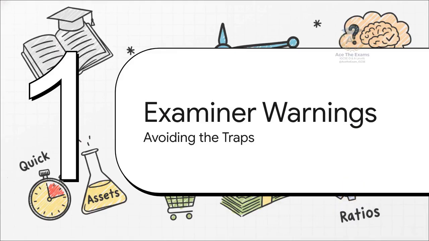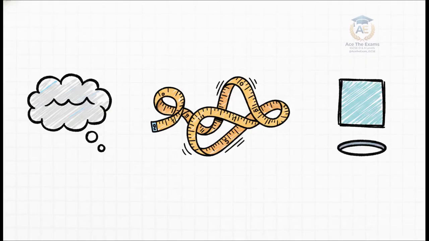Finally, part 5, the top 3 examiner warnings so you can avoid the traps. Okay, we are in the home stretch. Here are the 3 major pitfalls pulled directly from the examiner reports. Warning number 1. Answers are way too vague. Writing liquidity improved gets you nothing. Writing the acid test ratio improved by 0.2, indicating a stronger ability to clear current liabilities without relying on inventory sales, now that gets the marks. Examiners want specific, data-backed details.